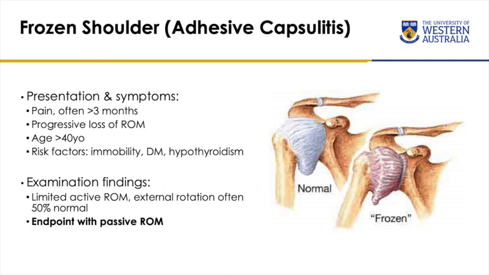On examination, there is limited active and passive range of motion. External rotation is often the first to be affected and will be less than 50% of the other side. This differs from cuff pathology, where passive range of motion is still maintained, whereas with a frozen shoulder there is a definitive end point. Pictured on the right, you see what happens in a frozen shoulder. The pathology is in the joint capsule, which becomes inflamed, thickened, and constricts.